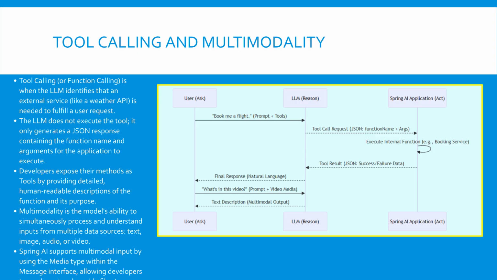The application executes its internal business logic, such as calling a booking service. It sends the tool result back to the LLM. The LLM uses this result to formulate the final answer in natural language for the user. Below this, we see the concept of multimodality. The user sends a question along with a video media file. The LLM processes both types of data simultaneously to produce a relevant text description. These capabilities extend the AI's usefulness far beyond simple chat.